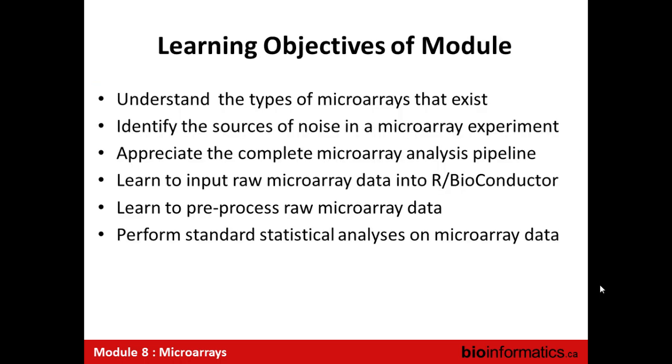So the things that I want you to take away, and you forget just about everything that I talk about, these are the key things. Number one, understanding the different types of microarrays. There's several. Number two, understanding where the noise comes in the experiment. If you know where there is noise, then you can figure out at least whether your experiment looks good or does not. Appreciate the entire pipeline.